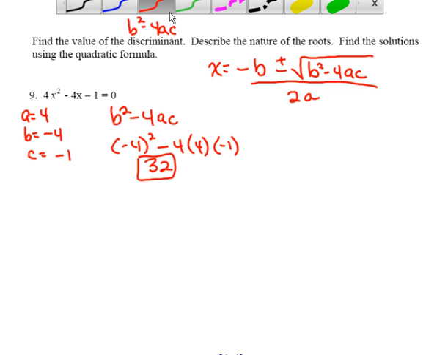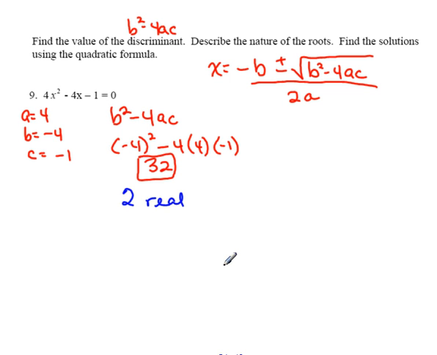Recall that the discriminant, when it's positive, tells you that you have two real solutions. Remember that you now need to tell me, are those solutions going to be rational, meaning fractional, or are they going to be irrational, meaning they'll have a radical in the answer? So we look at the value of the discriminant. If it is a perfect square, the answers will be rational. If it is not a perfect square, the answers will be irrational. So 32 is not a perfect square, so we will get two real irrational solutions.